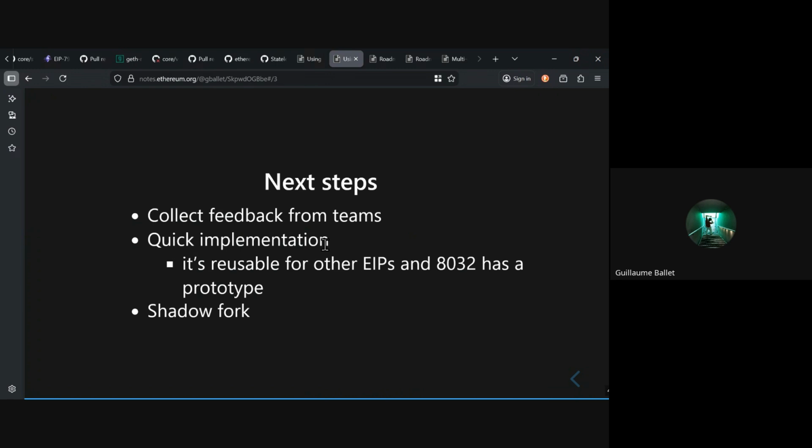So all I need really is to collect feedback from the teams, namely Nethermind and Besu. We could do a quick implementation. I did code something for 8032 over the holidays. I guess I could extract this and finish the prototype, and then we would want to do a shadow fork. But once again, Karim is not here today, so we'll have to see with him. That's pretty much it. Is there any feedback?